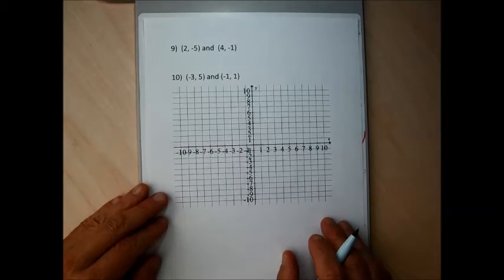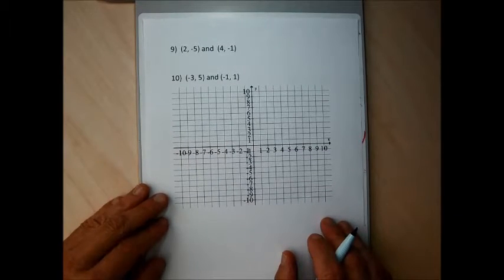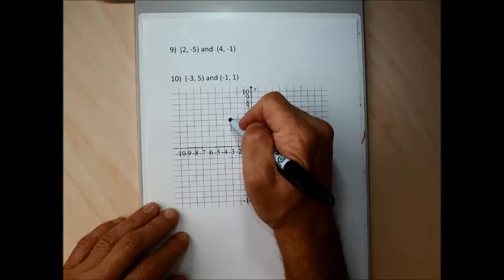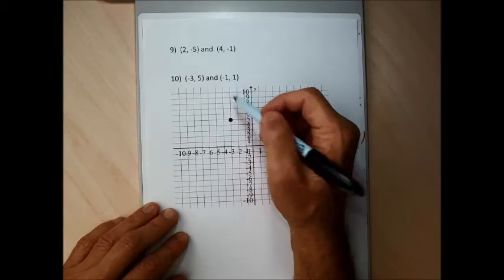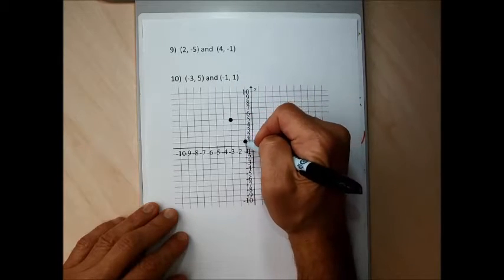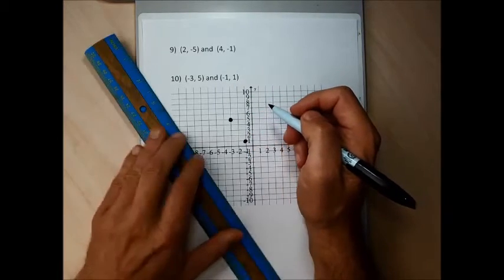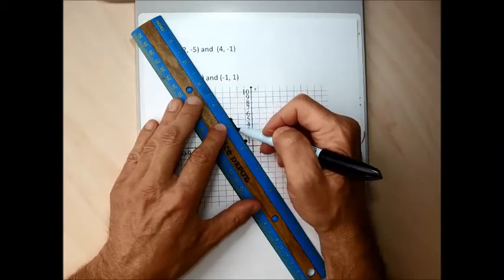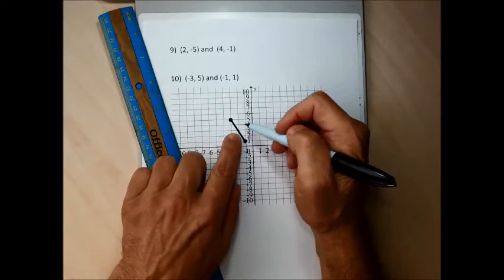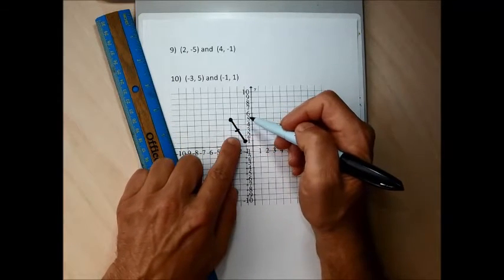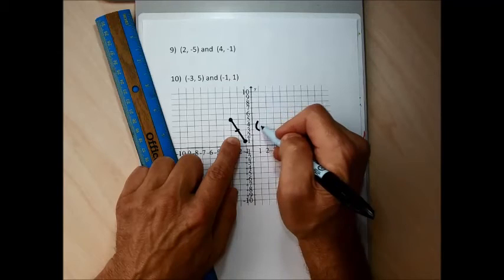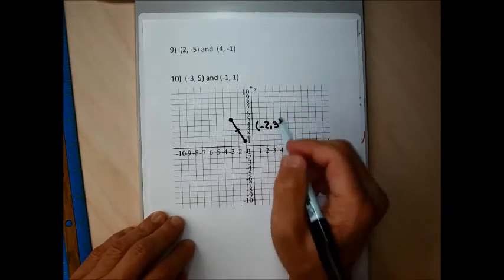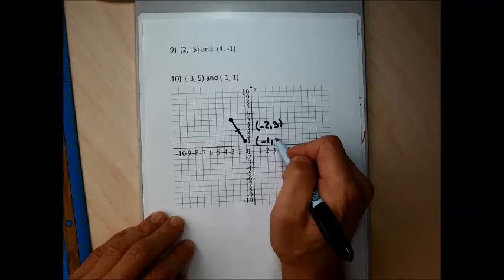Alright, so for number 9 and 10, I'm going to do my number 10. I'm going to plot the point -3, +5. So the point -3, +5 is about there. The point -1, +1 is about here. And now I'm going to connect these 2 points with a line. And it looks to me like, boom, right there's the midpoint. That looks like it's the point -2, +3. My guess as to what the midpoint is, it is the point -2, +3, I think.